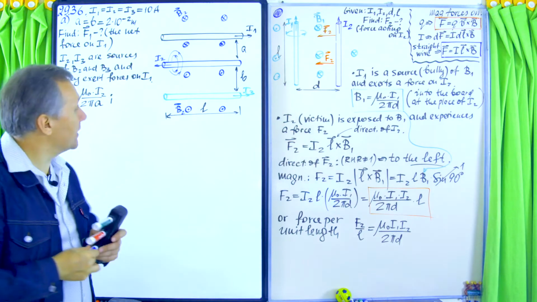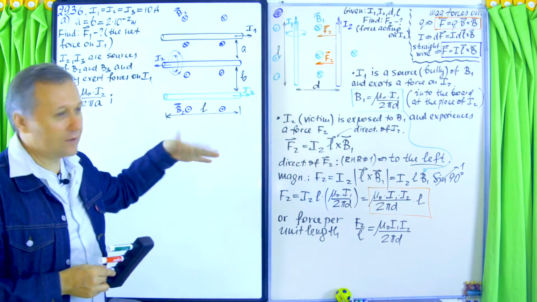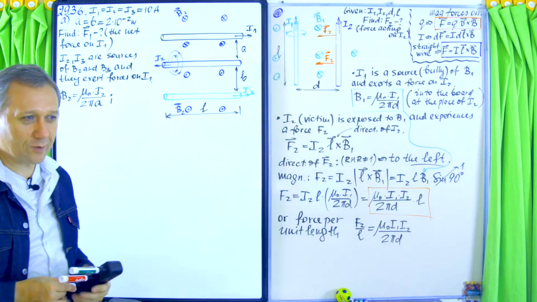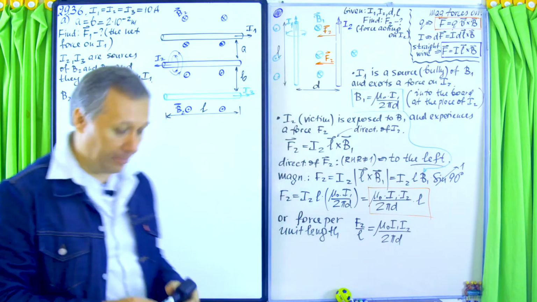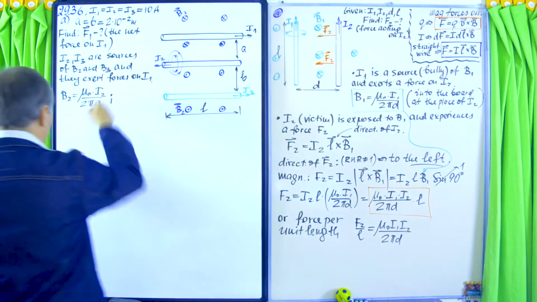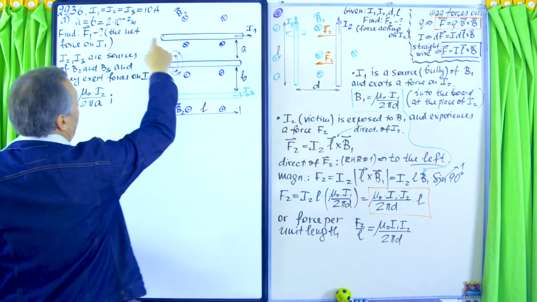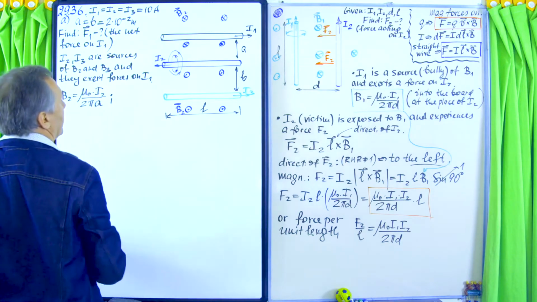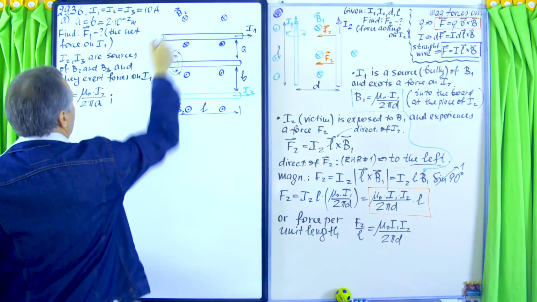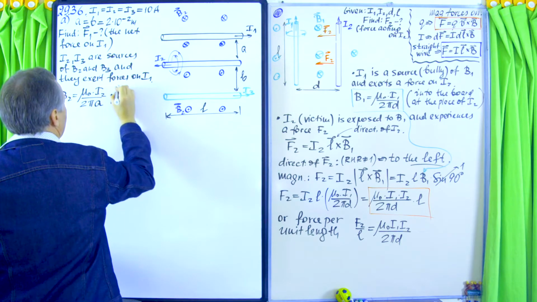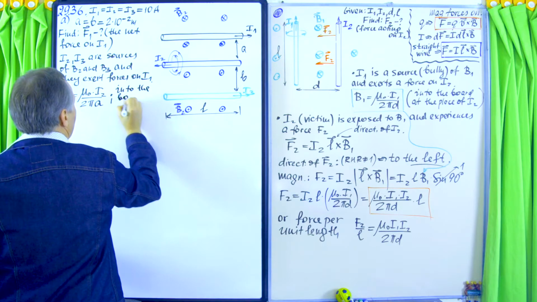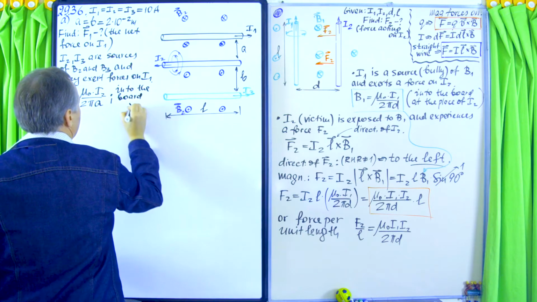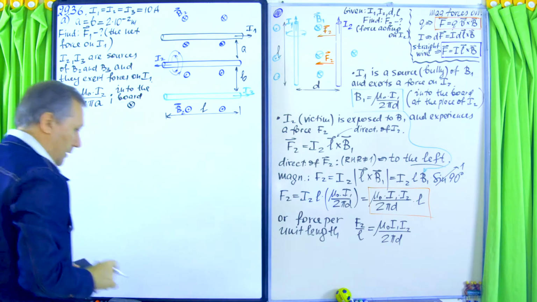In your parts B and C, you will need these dots and crosses. That's why I'm drawing them everywhere. Now, for the blue, first I need to write the direction. At the point of I1, it will be into the board. Into the board. Right.